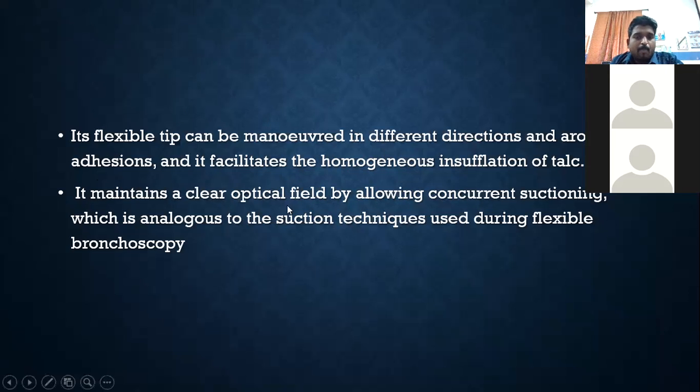It maintains a clear optical field by allowing concurrent suctioning, which is analogous to bronchoscopic suction techniques. So basically, what is the problem with the rigid thoracoscope? Sometimes what we see is fogging. When you are putting a rigid thoracoscope into the pleura, the fluid is there, and above that, obviously, air will be there. Empty space, air will be there, fluid will be there, and then the pleura we are seeing.